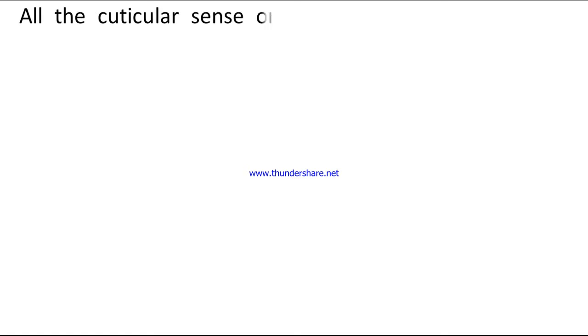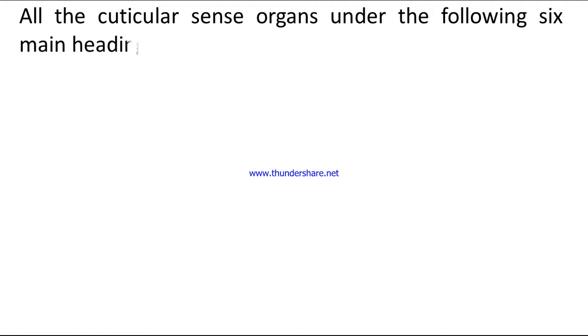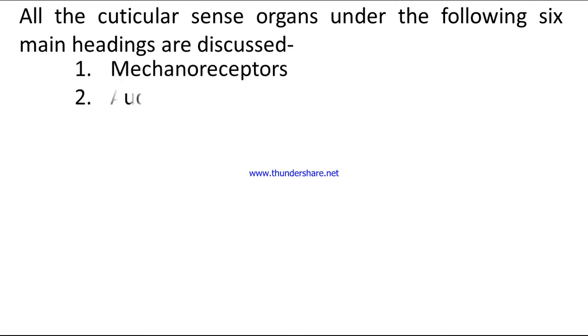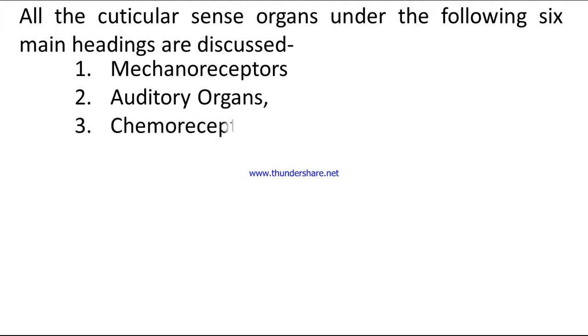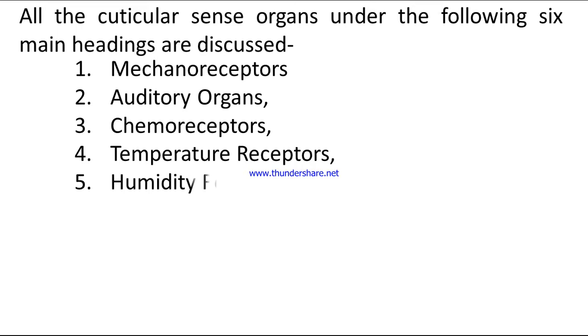All the cuticular sense organs are discussed under the following 6 main headings. Number 1, Mechanoreceptors. Number 2, Auditory Organs. Number 3, Chemoreceptors. Number 4, Temperature Receptors. Number 5, Humidity Receptors. And number 6, Visual Organs.